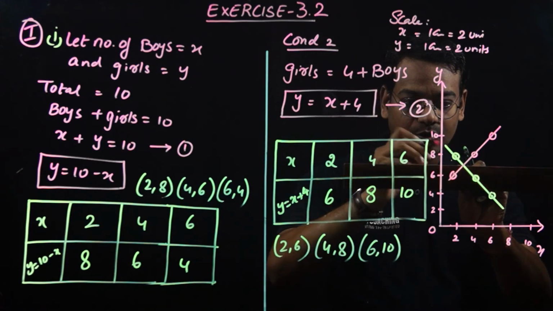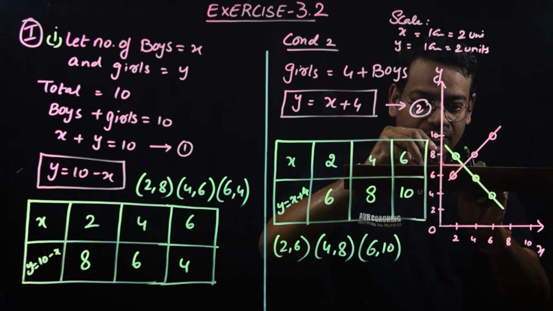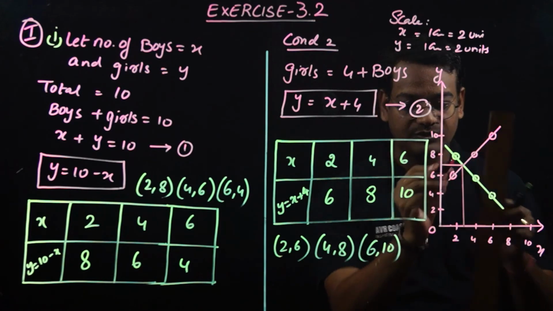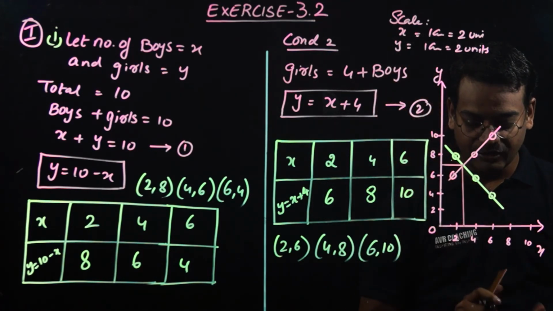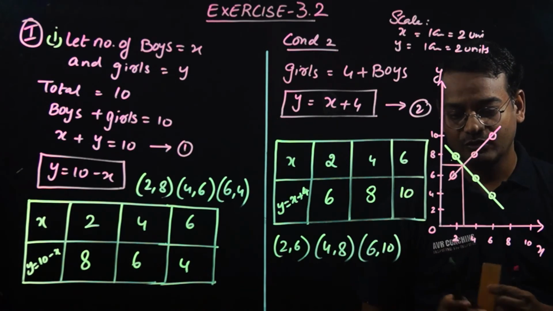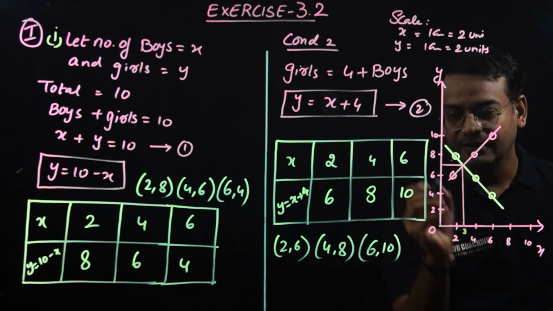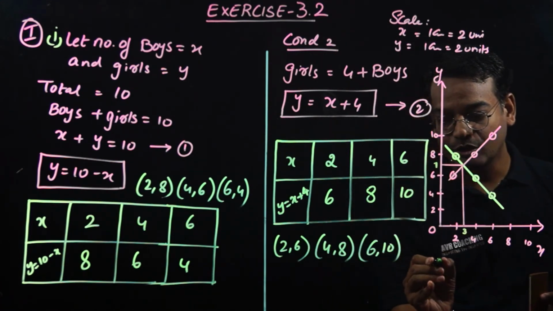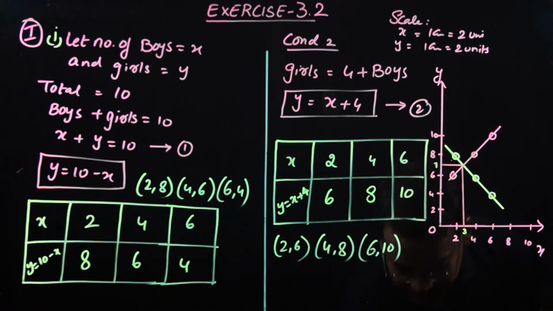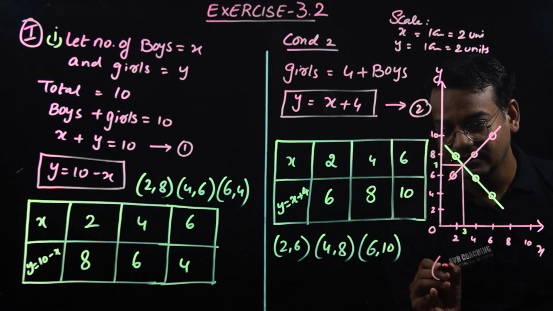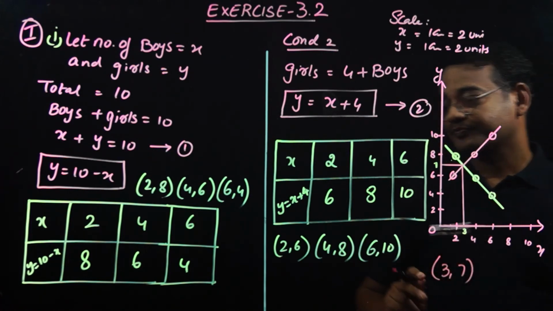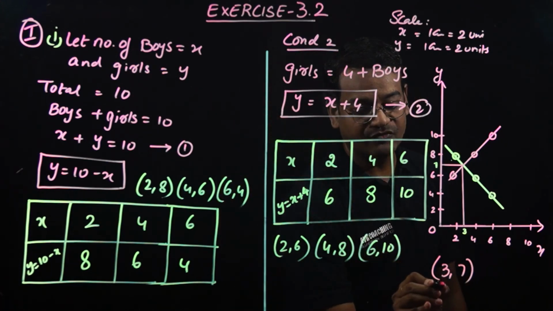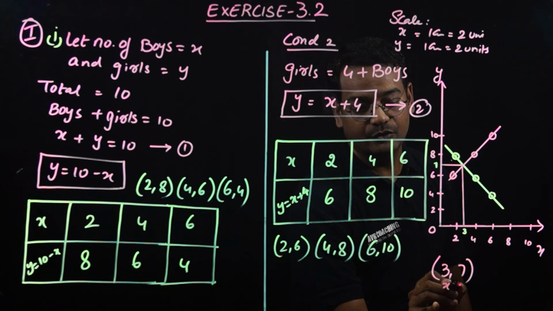Now the values are: on the x-axis it is in between 2 and 4, so it is 3, and here it is 7. So the coordinate we got is (3, 7). The number of boys is x, so the number of boys is equal to 3 and the number of girls is equal to 7.